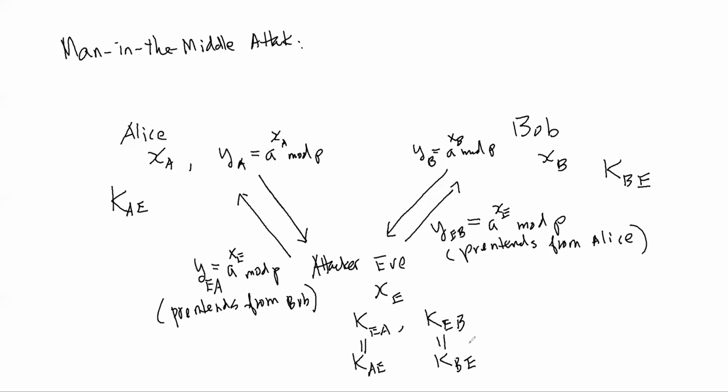So to counter this attack, of course, we just need to make sure whatever Alice gets from B, supposed to be from B, is indeed from B. So this is authentication. Likewise, Bob needs to do the same. So this is authentication.